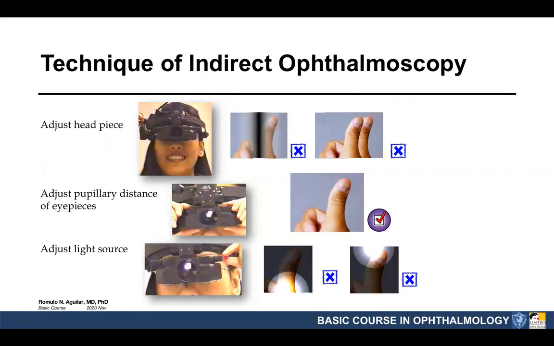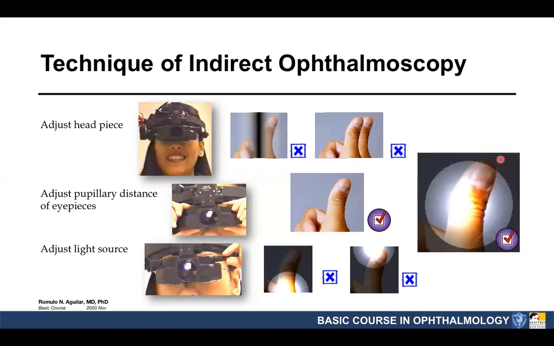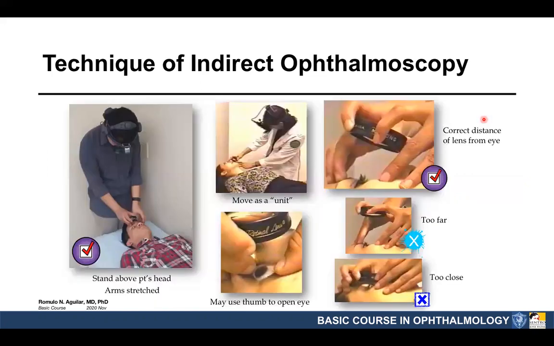After that, you adjust the light, the level of the light. So there's an adjustment lever here on the side. This is too low, and this is too high. What you should aim for is this one, a single image with the light right about the center. When you've done that, then you're ready to do your examination.